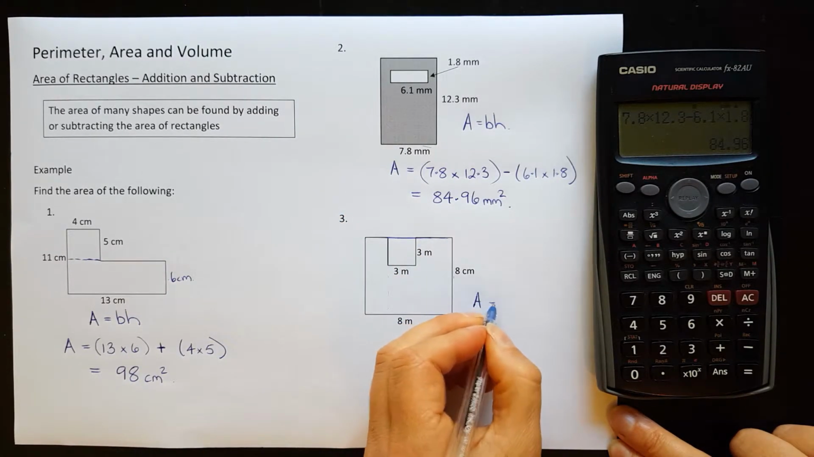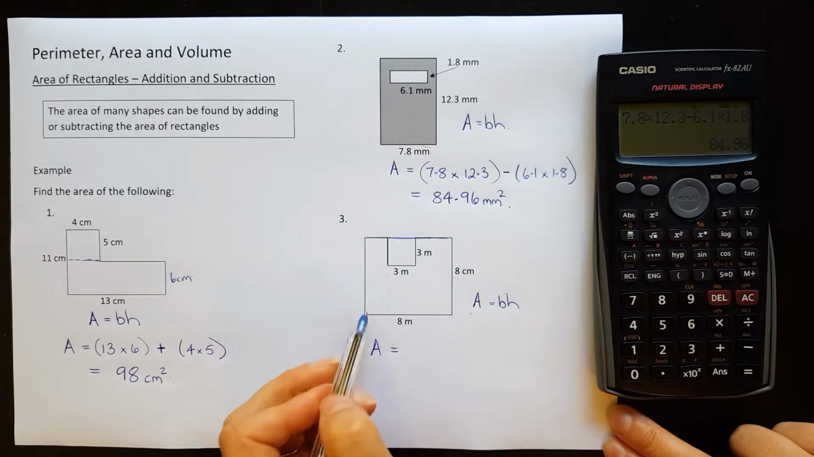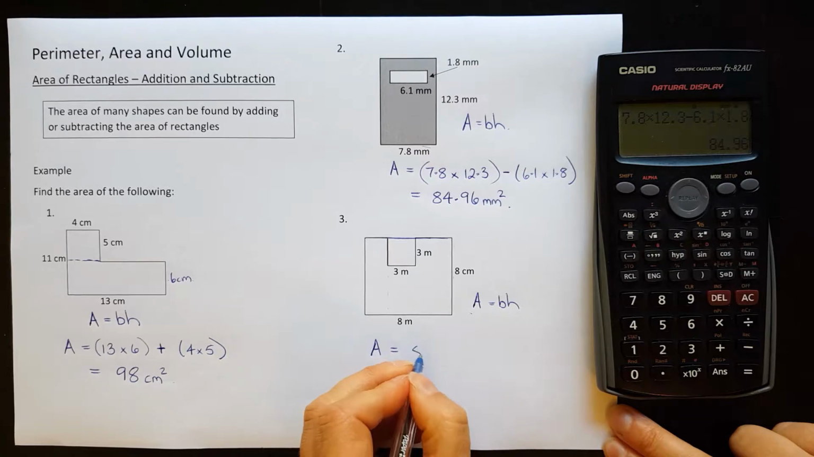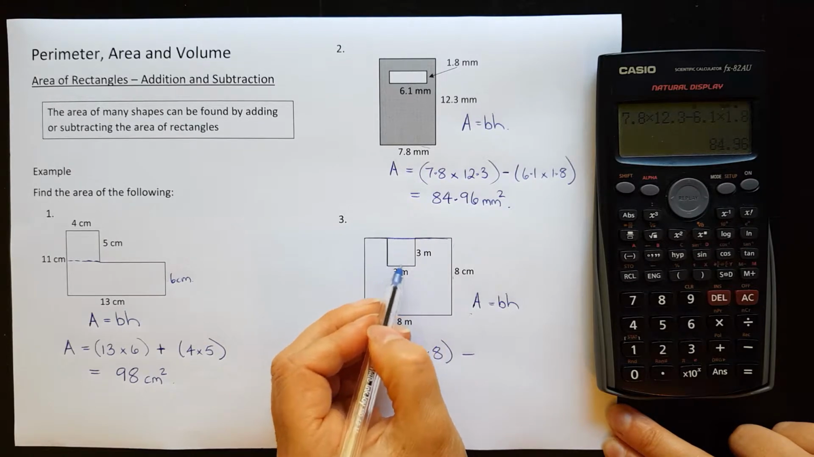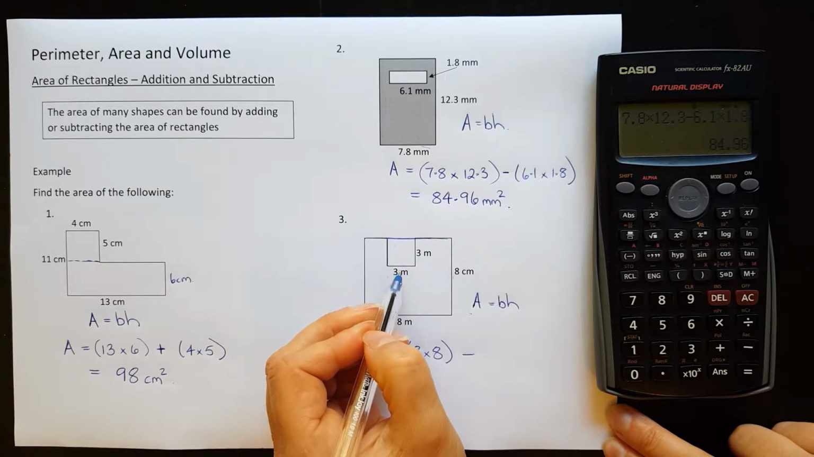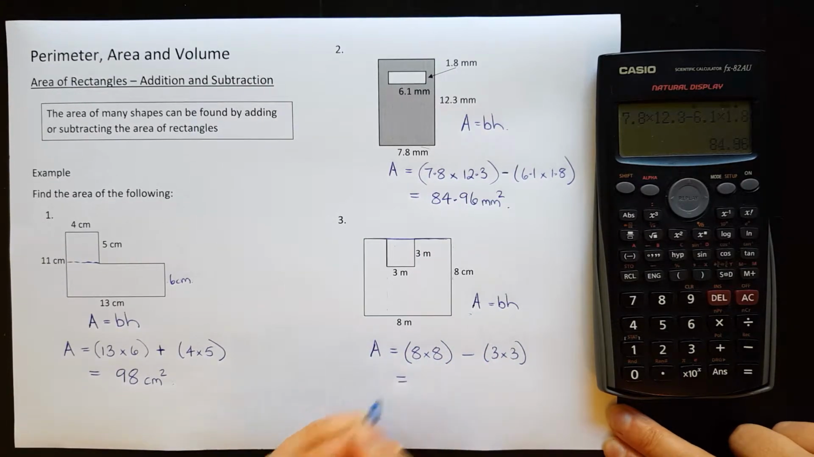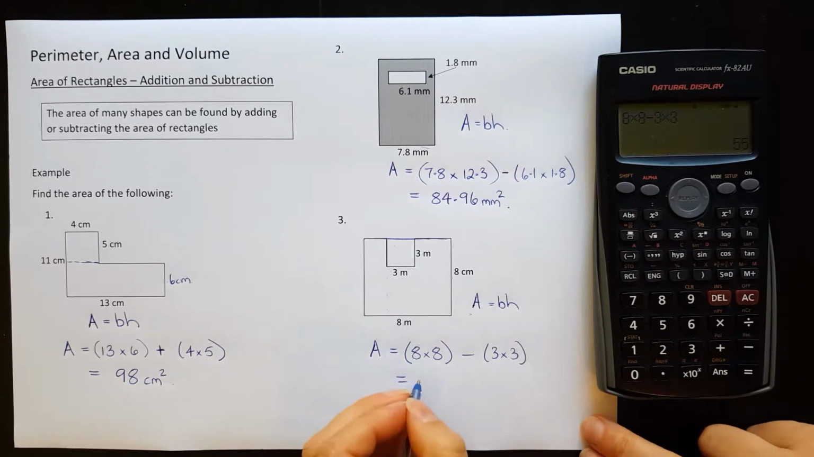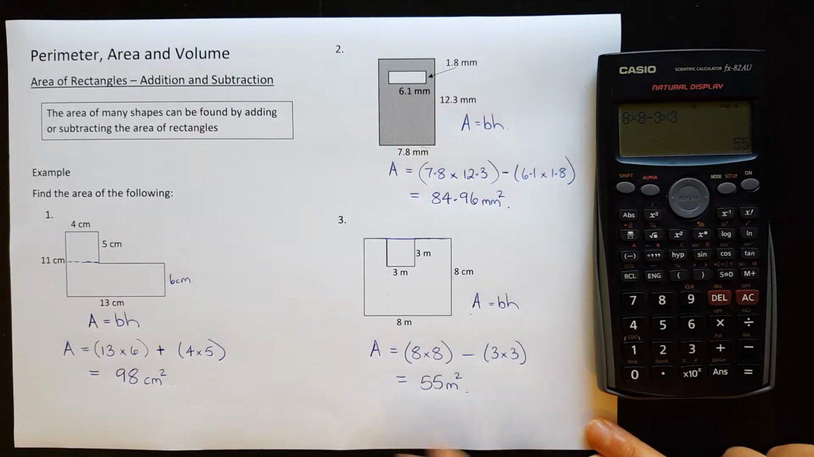Again, the area formula is base times height. For the big outside shape, the base and the height are actually 8 by 8. It's a square. 8 times 8 for the square. Then I take away this little part in here that I don't want, which is 3 times 3, another square, and that gives me the part that I do want. 8 times 8 minus 3 times 3 is equal to 55 meters squared. So it looked complicated to start with, but it actually turned out quite simple.